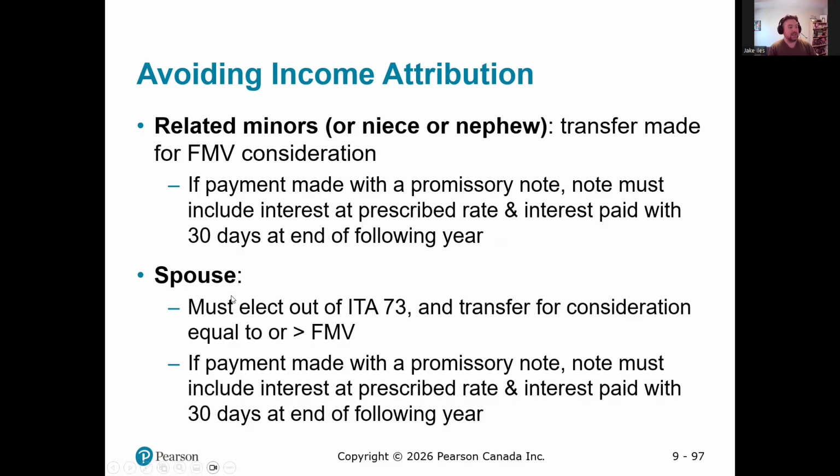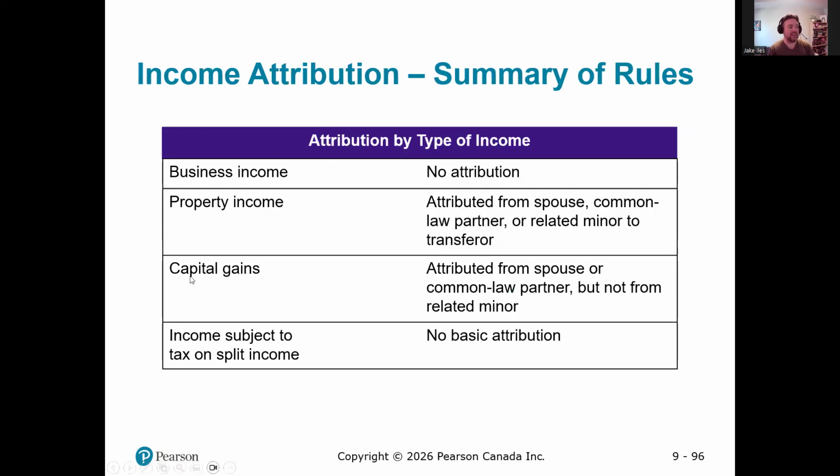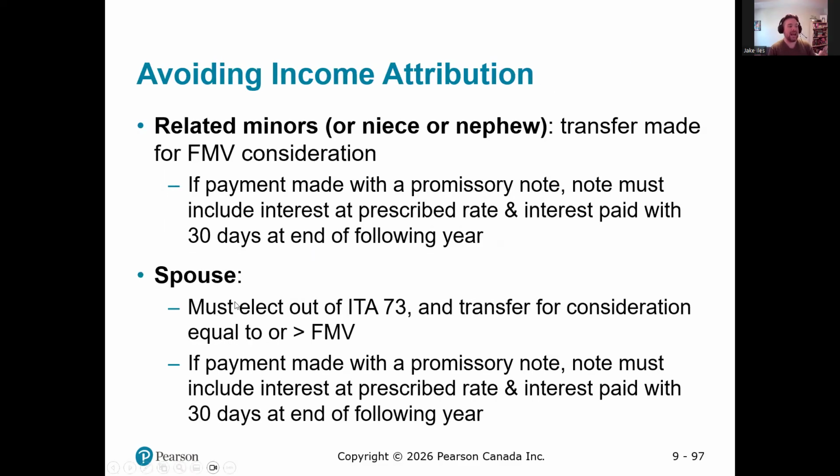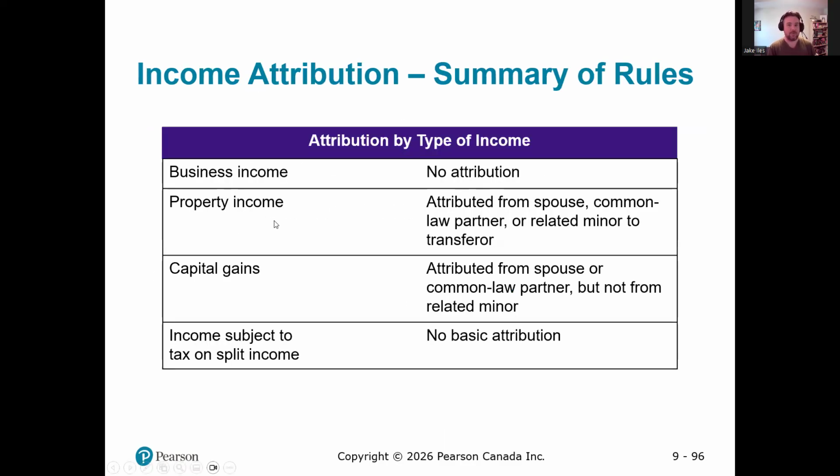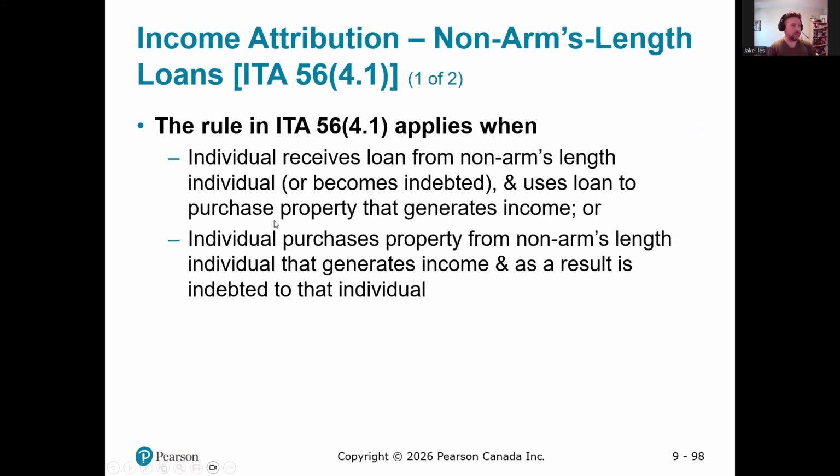With a spouse, I must elect out of the rollover in order to get it to transfer at fair market value. So transferring shares or assets at fair market value saves you from attributing capital gains. Having the person pay for it, either by purchasing the asset or paying on a loan bearing interest, then they can save from the property income. So there are these two ways to go about it.